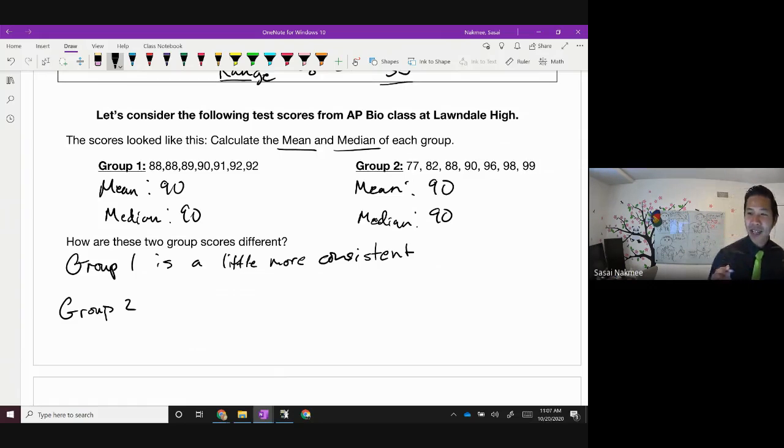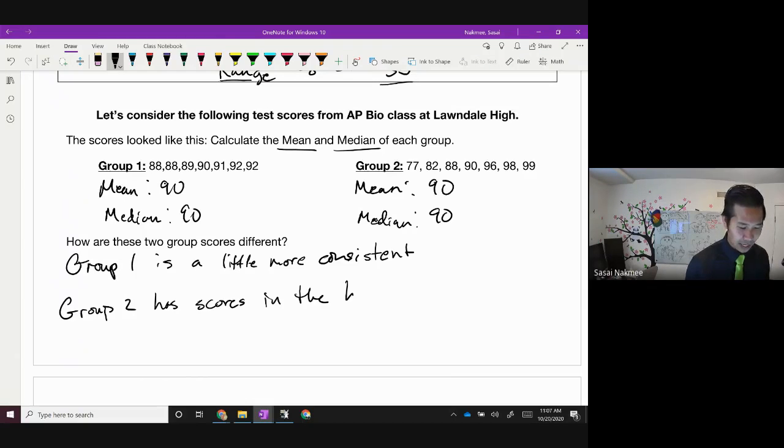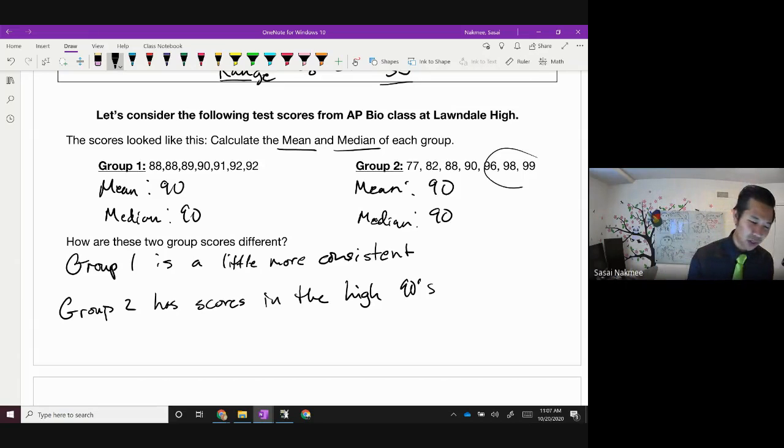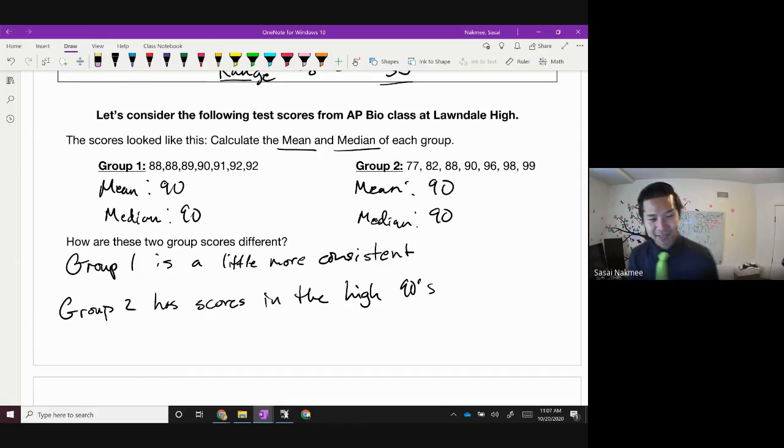Group 2 has scores in the high 90s though, right? Would you agree? So if you're one of those people aiming for that perfect score, maybe group 2 would be considered the better one because you see yourself as one of these people. Which, by the way, is still A's. I don't know why some people don't validate that as a valid A. They're like, it's a low A. It's still an A, by the way.